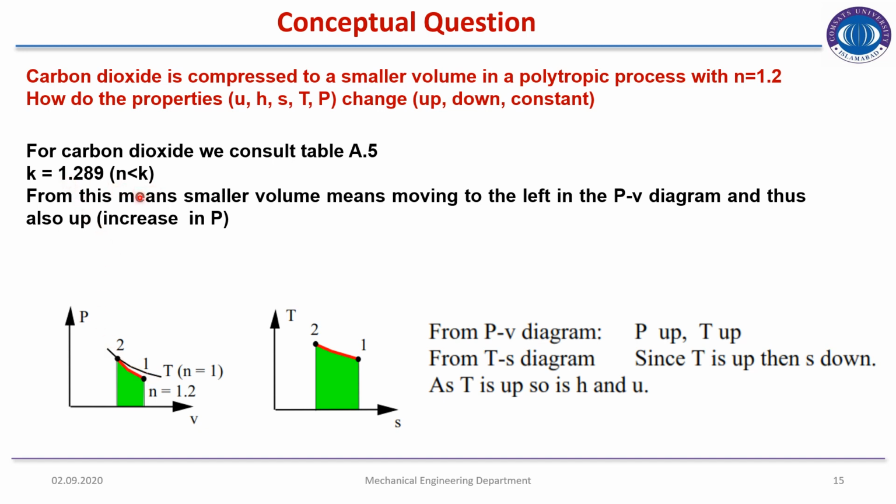If n is greater than k, then the process will be from left to right, that will be an increase or decrease in the pressure. So for the current scenario, as n is less than k, smaller volume means moving to the left. So for moving right to left, the volume is decreasing. So the process is happening from right to left, the volume is decreasing and pressure is increasing.